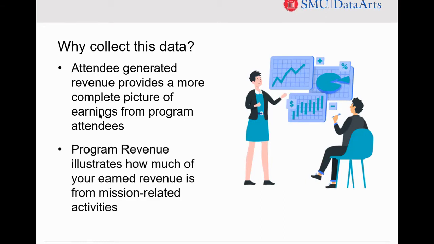On the other hand, program revenue is a slightly different concept that helps to illustrate how much of your earned revenue is from mission-related activities. This concept is frequently used in our reports to grant makers. So we've designed the new earned revenue section so that we can still report and analyze the data with both of these concepts in mind, which is why you will see both of those line items in this new section.